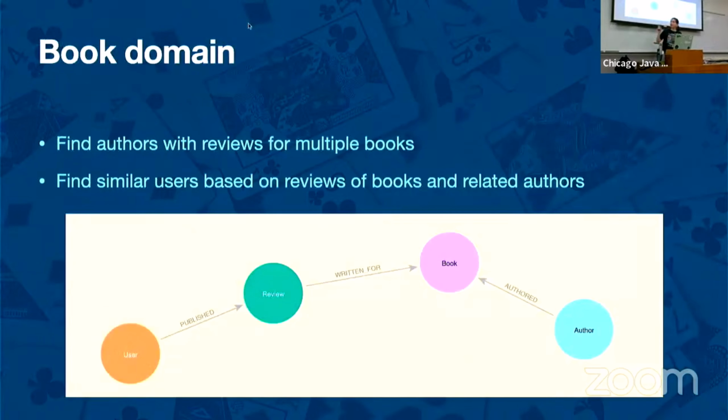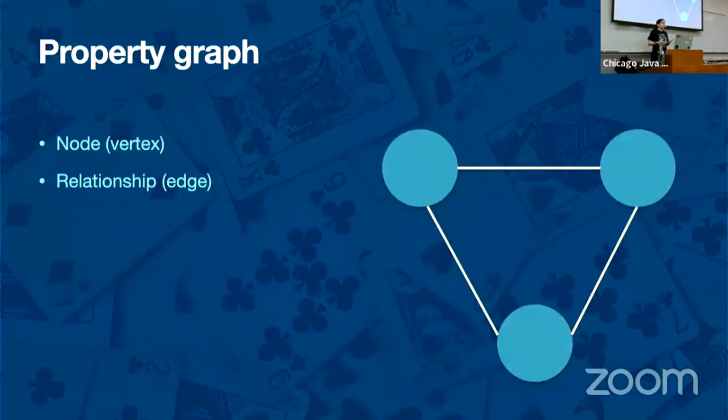So for example, we're going to take a book domain, which is actually the demo I'm going to be doing here in a little bit, will be on this data set. So we have users who publish reviews that are written for books, and then authors write those books. So with this data set in a graph, I could easily answer, look for authors with reviews for multiple books. So I'd want to find an author that has a lot of reviews for several of their books, not just one publication. I might want to find similar users based on the reviews of the books and the related authors. So maybe I have a couple of users that really like certain authors and align really well based on, they like these authors and they despise these authors and so on. So I can easily answer these questions with a graph.